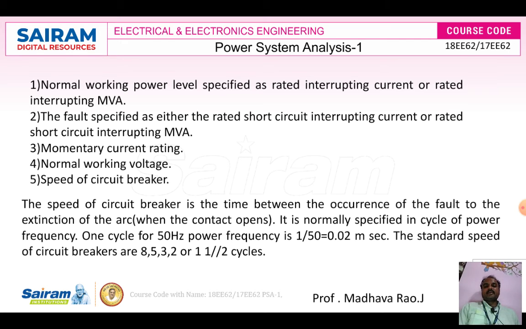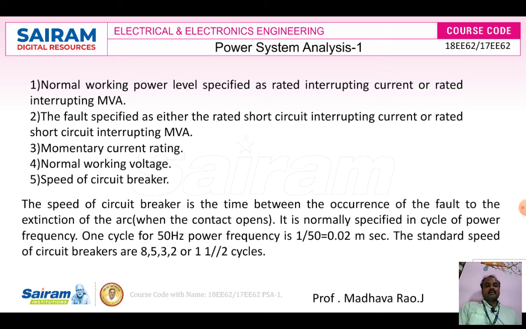The speed of circuit breaker is the time between the occurrence of the fault to the extinction of the arc. So the speed is based on time. If it is less time, the speed is more. If it is more time, the speed is less. So based on the occurrence of the fault to the extinction of the arc, the contacts should be open.